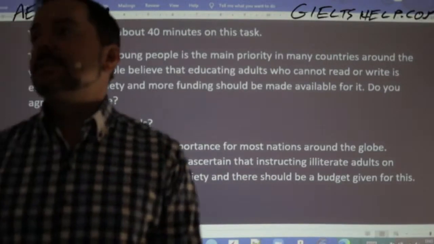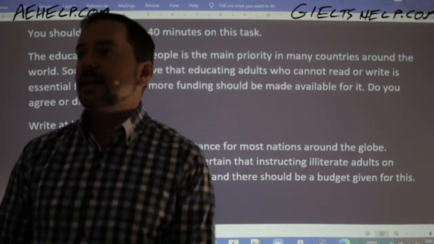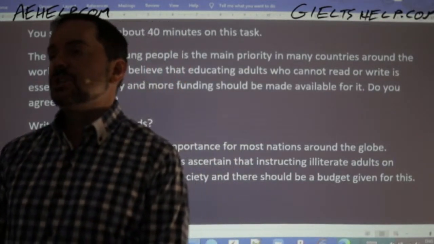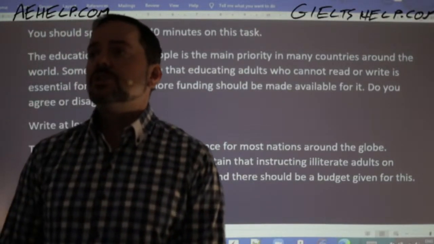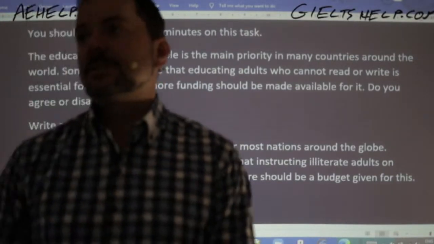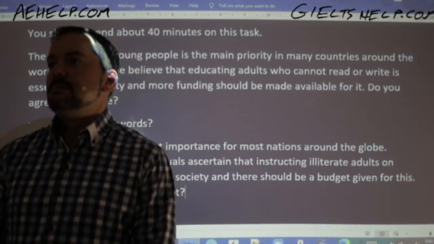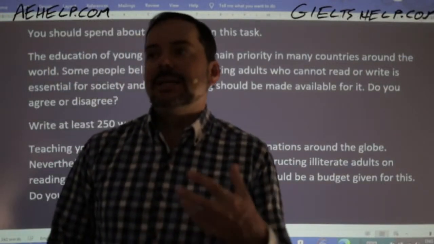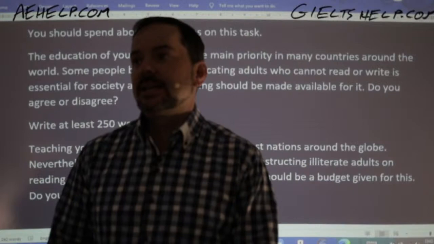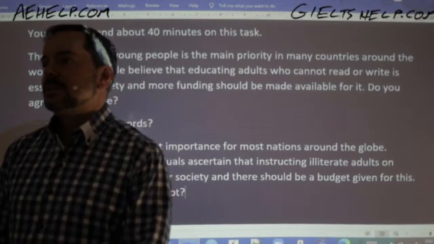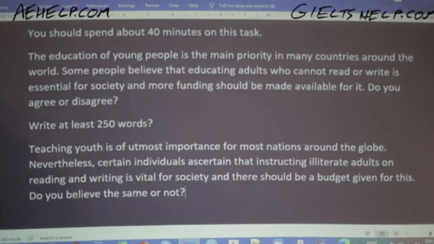So Sammy says, the education of young individuals is of top importance in several nations across the globe. Top mandatory, Sammy, doesn't make sense. Okay, so top mandatory, they're no good together. So mandatory means it has to be done, but it doesn't make sense. It's not a choice in that case. Okay, certain citizens think that educating adults who cannot read and write is important for the community. Okay, good, Sammy. And more investment must be provided for this. Do you approve or disapprove?